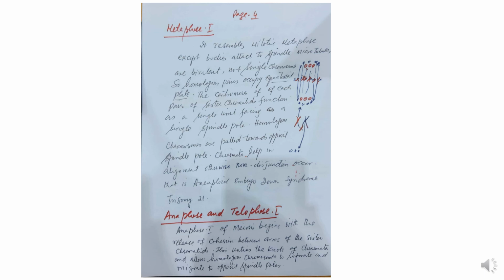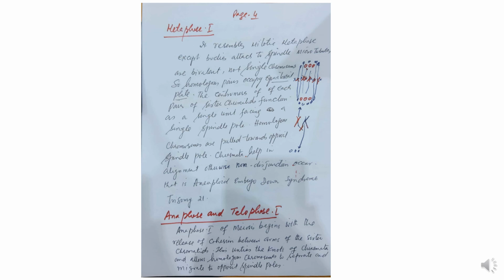Homologous pairs occupy the equatorial plate. The centromere of each pair of sister chromatids functions as a single unit facing a single spindle pole, as I have explained. Each one is attached by a single fiber to one side, and the other is attached to the other side. Unit facing a single spindle pole, not both poles. Homologous chromosomes are pulled toward opposite spindle poles.